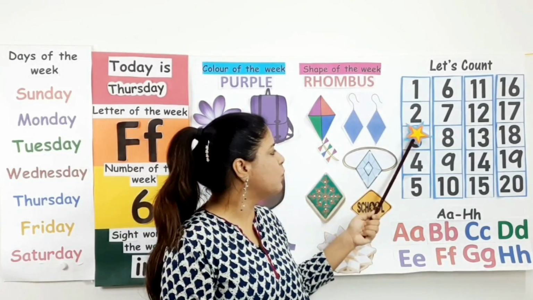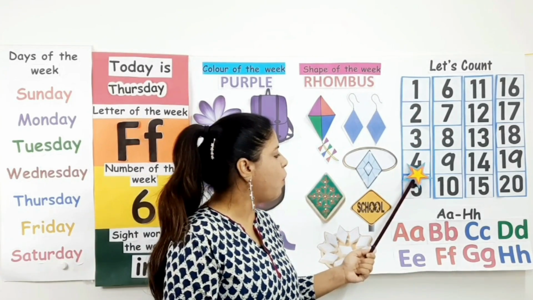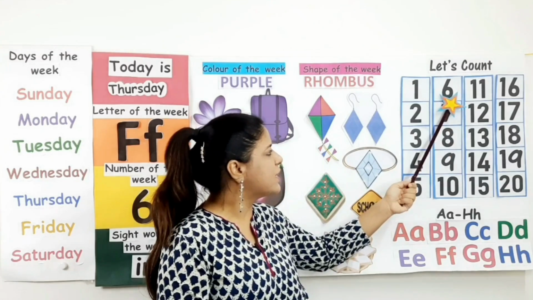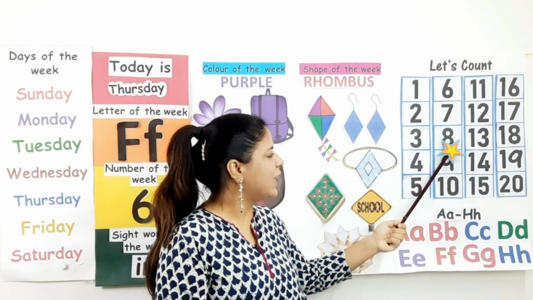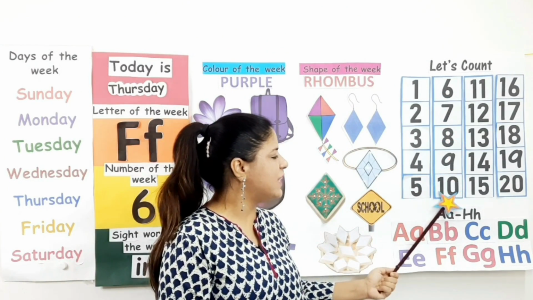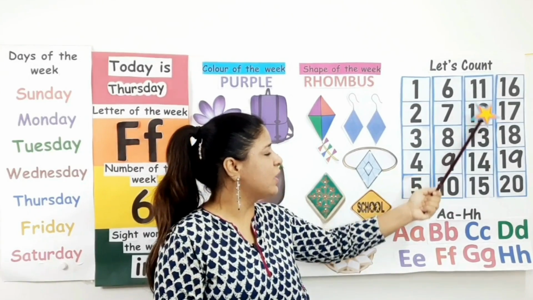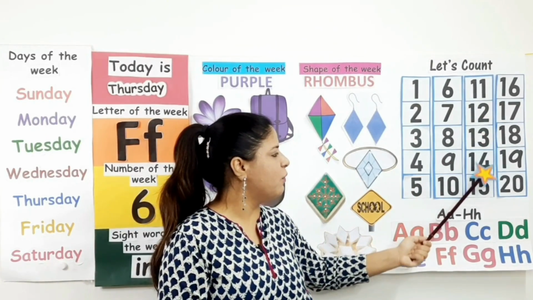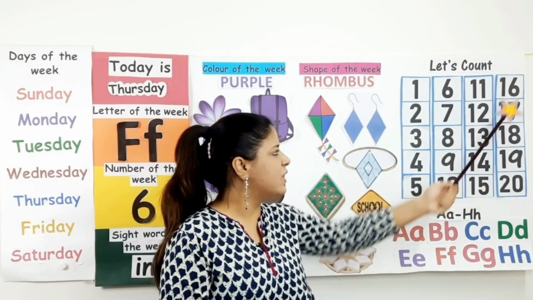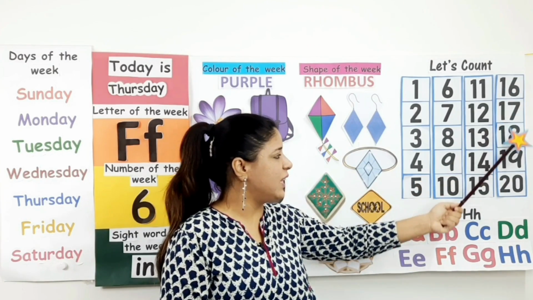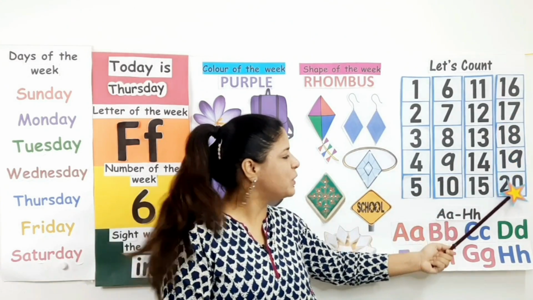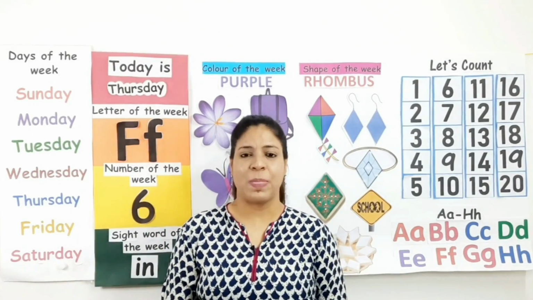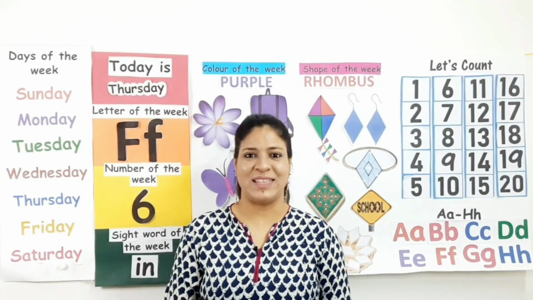1, 2, 3, 4, 5, 6, 7, 8, 9, 10, 11, 12, 13, 14, 15, 16, 17, 18, 19, 20. Good job. Now it's time to say the sounds of letters A to H.